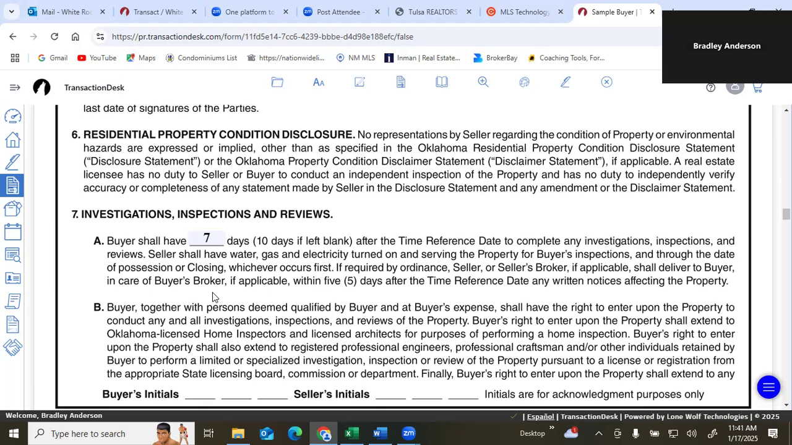Well, in the listing agreement in the state of Oklahoma, it actually says, Mr. and Mrs. Seller, the utilities need to stay on. But it's also in the contract just as a reinforcement. Okay, because the inspector can't inspect a home properly without the utilities on. If required by ordinance, seller or seller's broker shall deliver to the buyer in care of the buyer's broker within 5 days after the time reference date any written notices affecting the property. Okay, this would be primarily the inspection report.